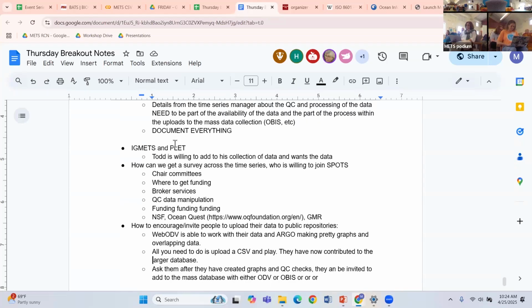We also went through the example of Todd's Ignatz and Platt. He's got this huge database, and that database gives you beautiful graphs about what was going on in that area. He could use more data. He wants more data. Let's give him more data. And then Spots and Otis and everybody can all share within that, and it's a good community.